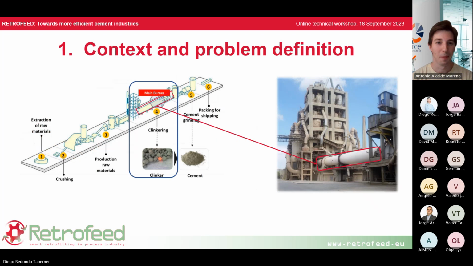Next slide, please. Regarding the whole manufacturing chain of the cement industry, the main energy-intensive process is the fourth one, the clinkering, in which the raw material falls down the cyclone tower, enters the rotary kiln, and there is a thermochemical process in which the raw material is converted into the clinker pieces that are the main component of the cement. That is the process we were focusing on, for which we have developed the digital twin model. Next slide, please.